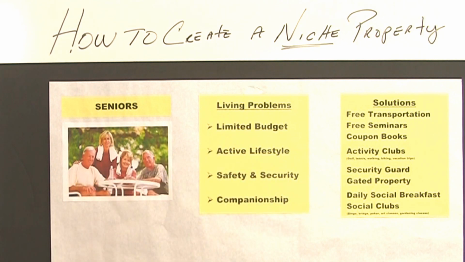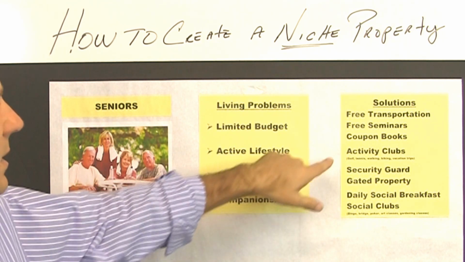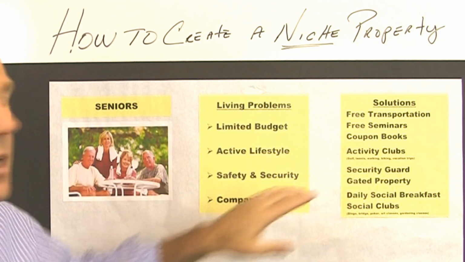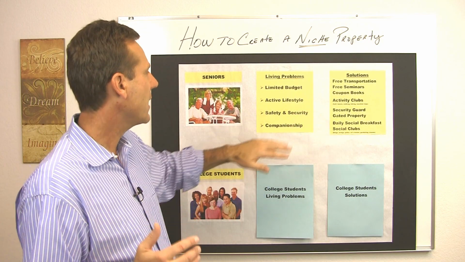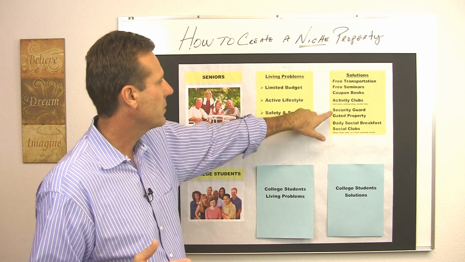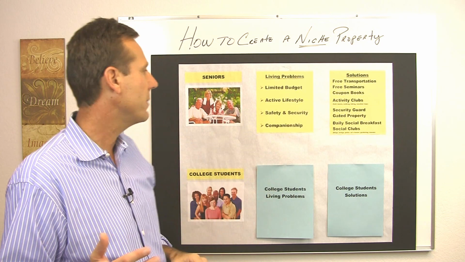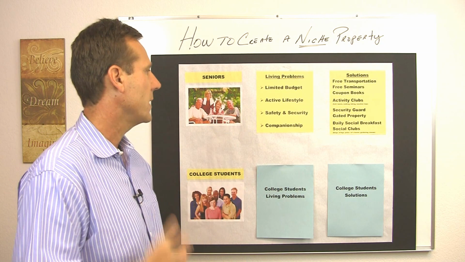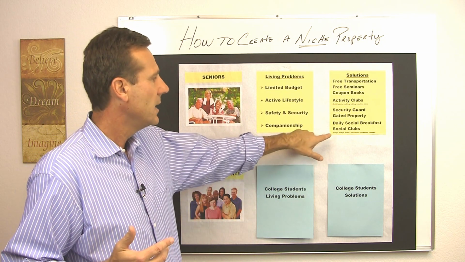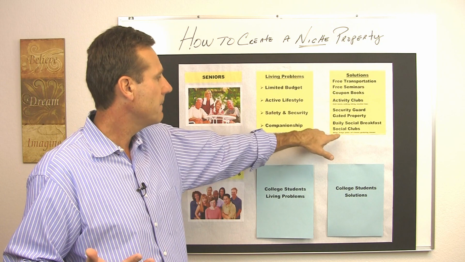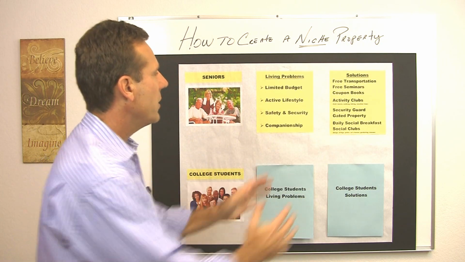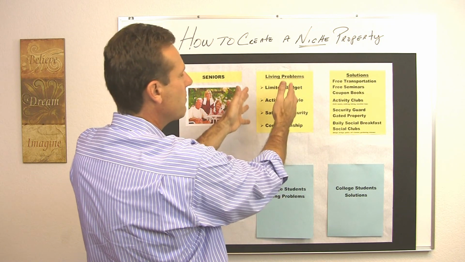Also, they want an active lifestyle. So we created activity clubs. Golf, tennis, walking clubs, biking clubs, had little vacation clubs. We made it very active for them. Security is important to them. So we had a security guard and we had a gated property. Companionship's real important to them. So we had social breakfasts every morning, and we had different types of social clubs. They played bingo every Thursday night, bridge, poker. We had art classes, gardening classes. All of these solutions are solving these problems.